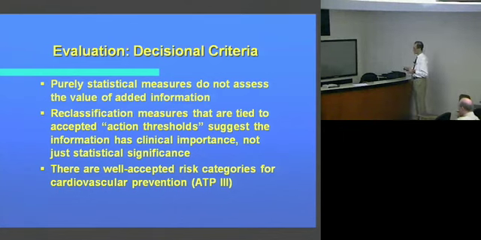In prevention, in cardiovascular disease at least, there are a number of reasonably well-accepted criteria. So this works pretty well in the prevention framework, using these reclassification measures if you tie them to accepted thresholds. If they're tied to arbitrary thresholds, it's maybe less helpful, especially if they were data-derived, because you picked the threshold that makes your marker look good. It's better if they're designed beforehand.